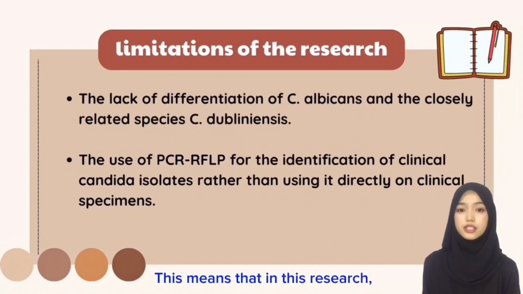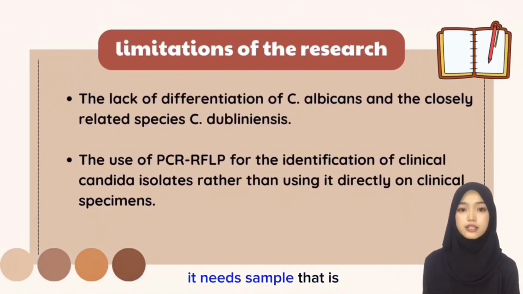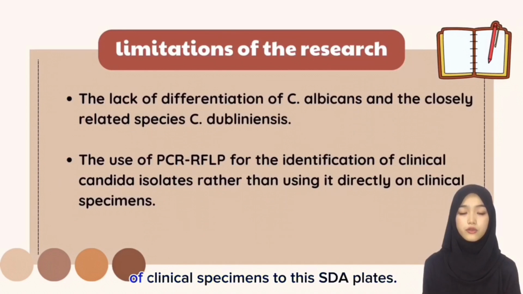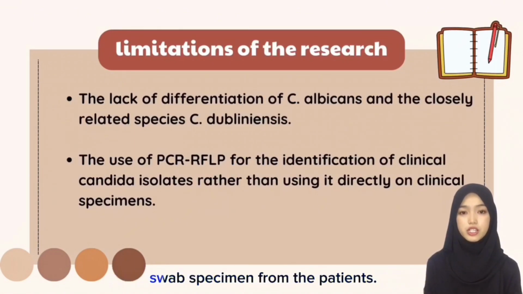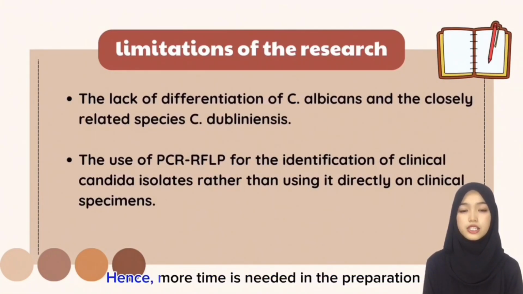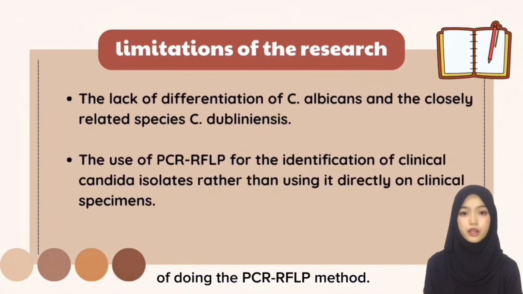This means that in this research, for the PCR-RFLP to achieve its purpose to identify 6 medically important Candida species, it needs sample that is the Candida isolates, which is possible through the culturing of clinical specimen to this SDA bed. This method will not succeed with the vaginal swab specimen from the patient. Hence, more time is needed in the preparation of doing the PCR-RFLP method.